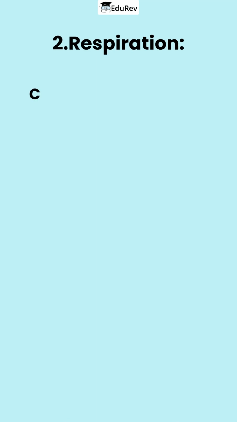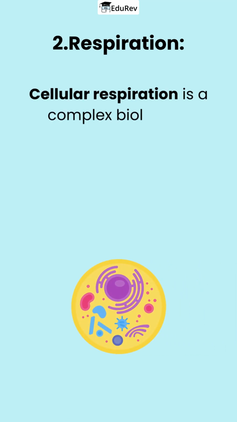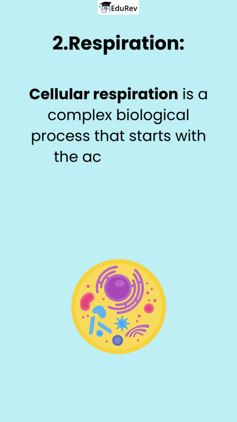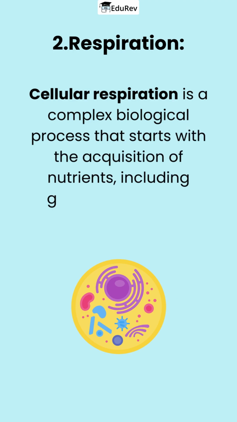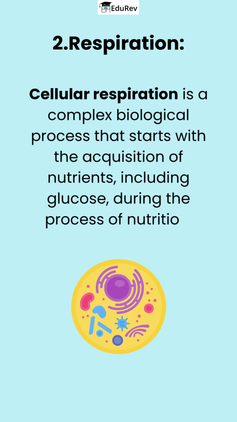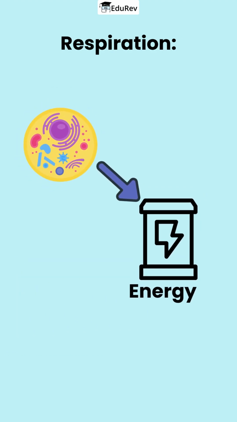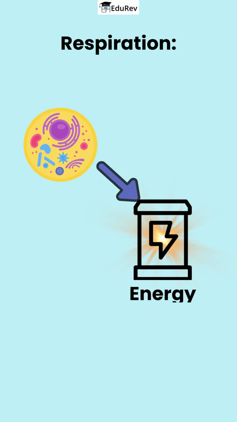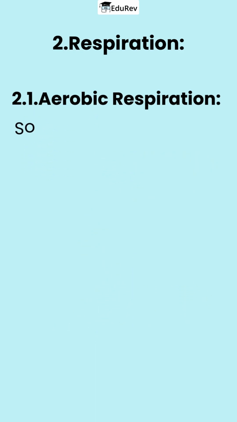Respiration. Cellular respiration is a complex biological process that starts with the acquisition of nutrients, including glucose, during the process of nutrition. The primary purpose of cellular respiration is to release the stored energy within glucose, which can be used by cells for various functions.